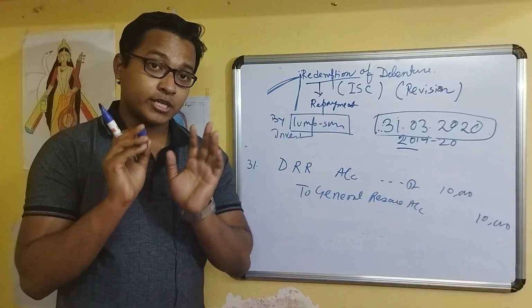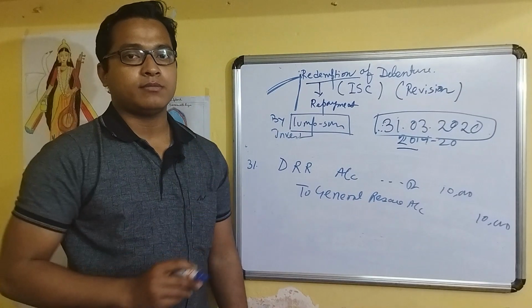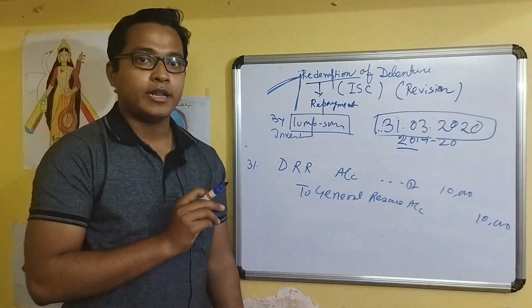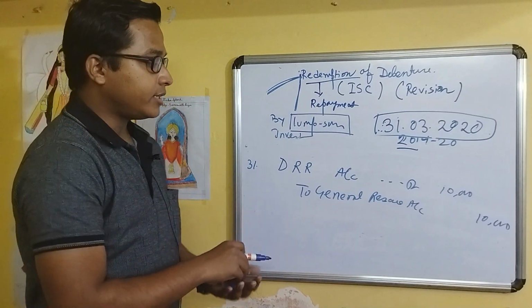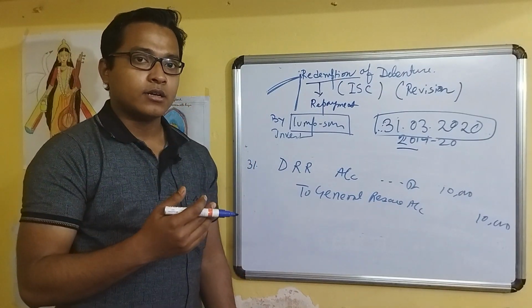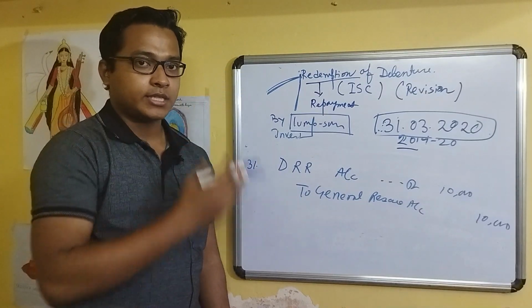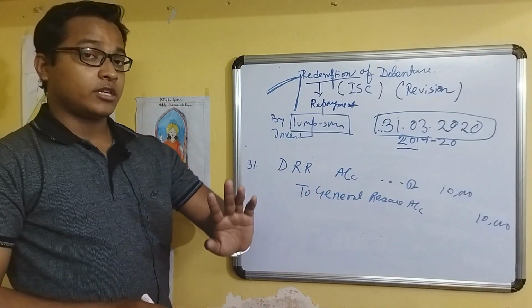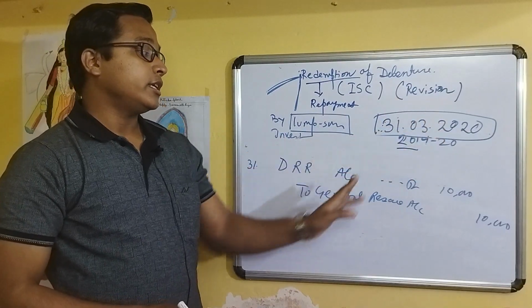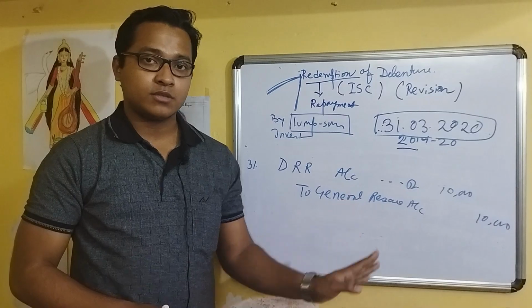On the date of redemption, the first journal is just selling of the investment that was made earlier on 30th April. If we sell the investment, we get the bank amount and the investment is sold off, so the investment is credited. So the first journal on the date of redemption is bank account debit to debenture redemption investment account.